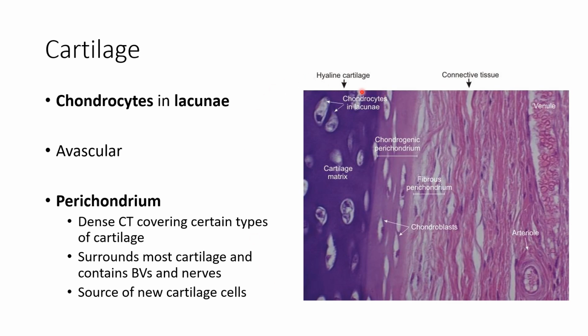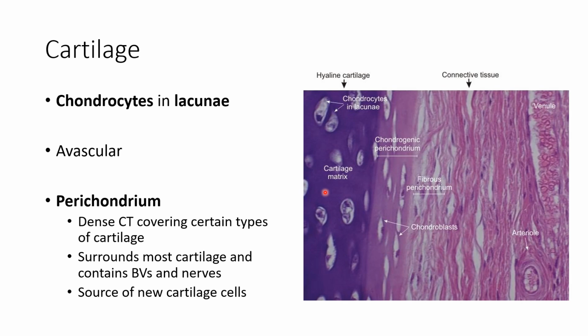Now structurally, what's going on here is we still have cells that are far apart from one another. As you can see here, they're embedded in a matrix. They just look a lot different and they act a little bit differently than what we see in connective tissue proper. Now, cartilage, just like dense regular tissue, is avascular. So this is tissue that's not going to heal very quickly, if at all, if it's injured.